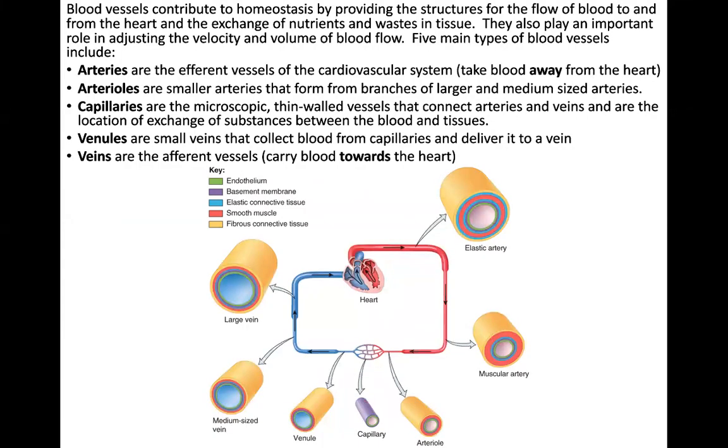First thing I want to do is just kind of introduce blood vessels a little bit to you. Not a first time introduction, because we talked a little bit about blood vessels associated with our hearts, like the aorta or the vena cavas. So, reading through, blood vessels contribute to homeostasis by providing the structure for the flow of blood to and from our heart and the exchange of nutrients and waste in our tissue. That last little bit, exchange of nutrients and waste in tissue, is really the entire goal of our cardiovascular system in a nutshell.